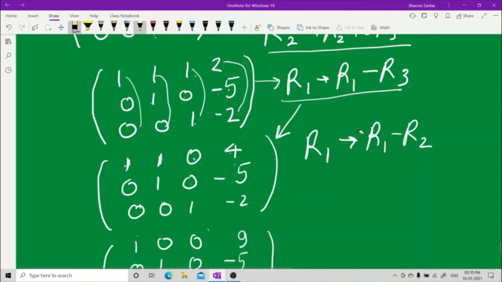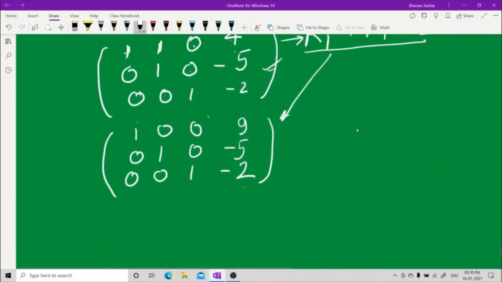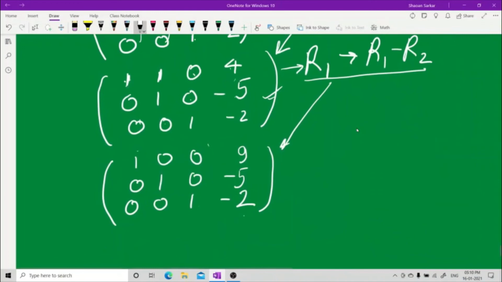Now I will be operating using this operation on this matrix so that I get this matrix. Now you see how I do it. This is the second row and the third row will be copied as it is, because we are doing the operation in R1 and R2. Now see, 1 minus 0 is again 1. 1 minus 1 is 0. 0 minus 0 is 0. 4 minus minus 5 is 4 plus 5, and that is 9. I hope you have understood this now.